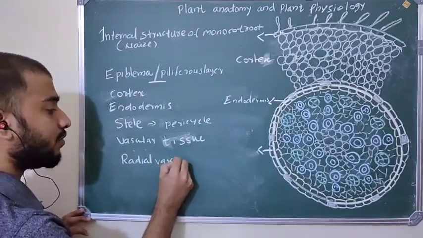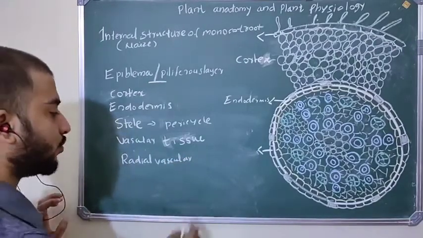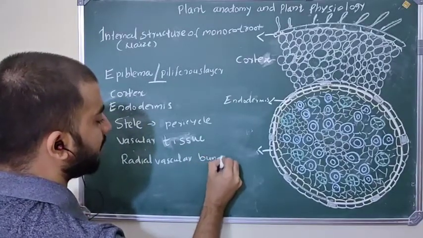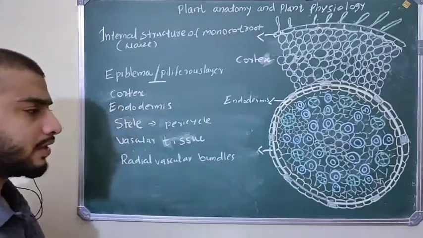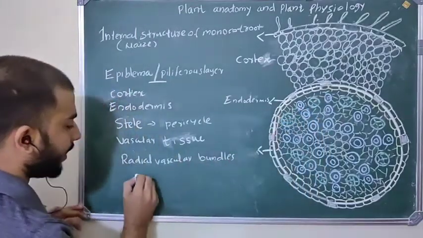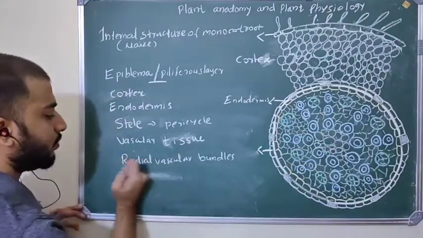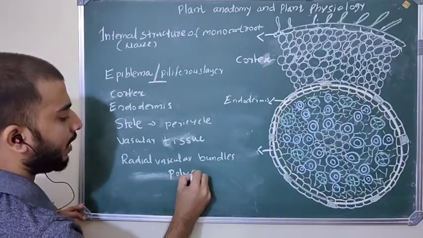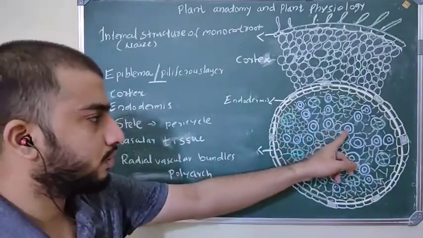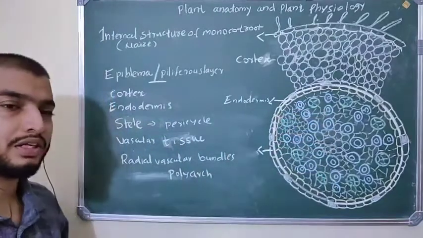What is a radial vascular bundle? The xylem and phloem tissues are arranged in different radii. So those vascular bundles are called radial vascular bundles. Then the xylem and phloem are in different radii, and also they are more in number. More xylem tissues are present, so that condition is called polyarch. Total 8 xylem patches form: 1, 2, 3, 4, 5, 6, 7, 8. That is the polyarch condition.